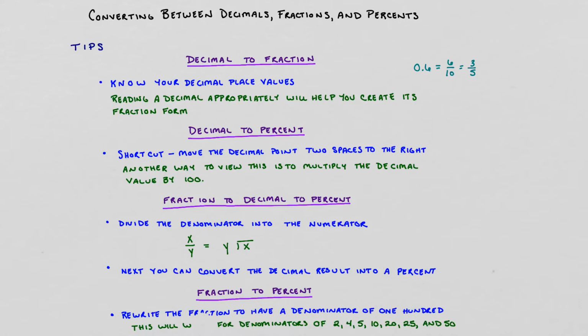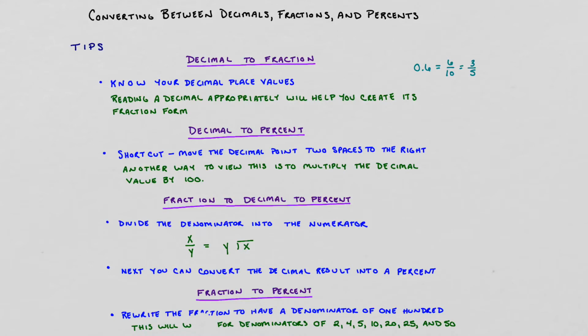Converting from a decimal to a percent, we can use the shortcut of moving the decimal point 2 spaces to the right. Why 2 spaces? Another way of really thinking about this is to view this as a multiplication between the decimal and the value of 100. Again, the 100 isn't arbitrary. Remember what we had talked about with regards to percent. What number comes to mind when we say percent?